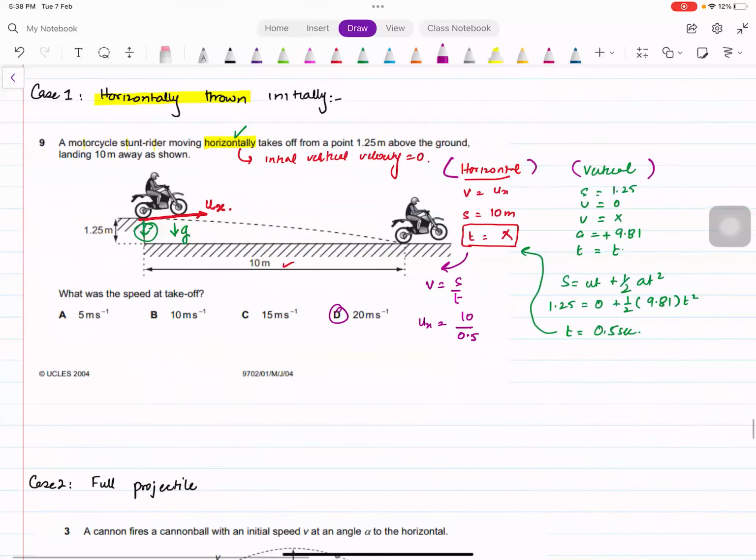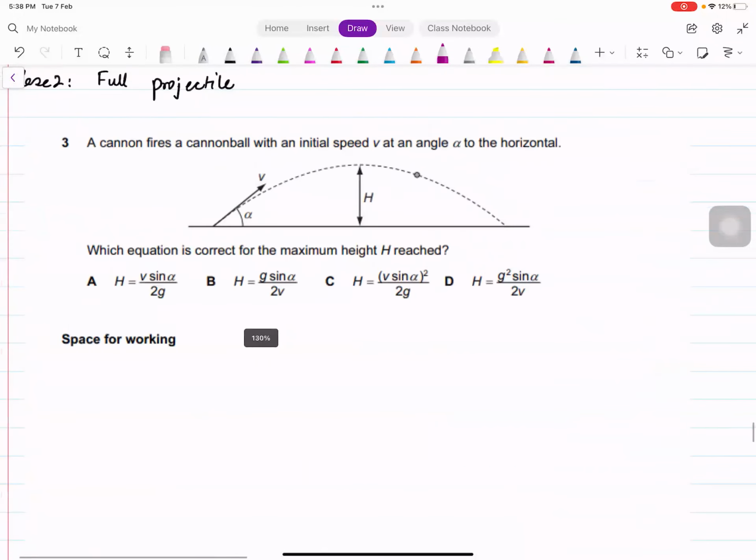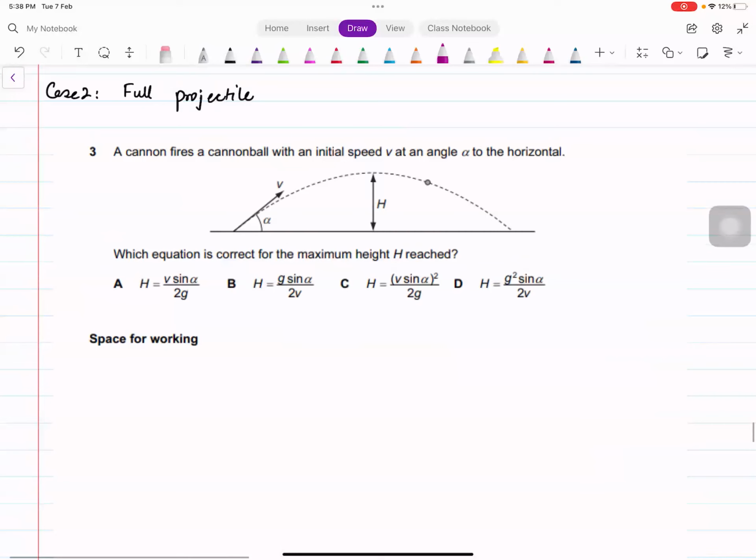Now, going to the full projectile question. In those questions, never ever get scared by looking at the answers because they will help you. First of all, we see we have to make two components, one horizontal, one vertical. We should remember that this is v cosine of alpha and v sine of alpha because it is next to the angle and that is away from the angle. We have the maximum height as h and we want to find that.